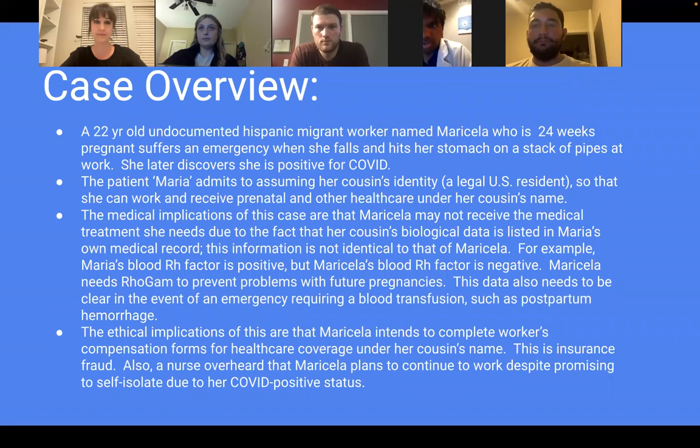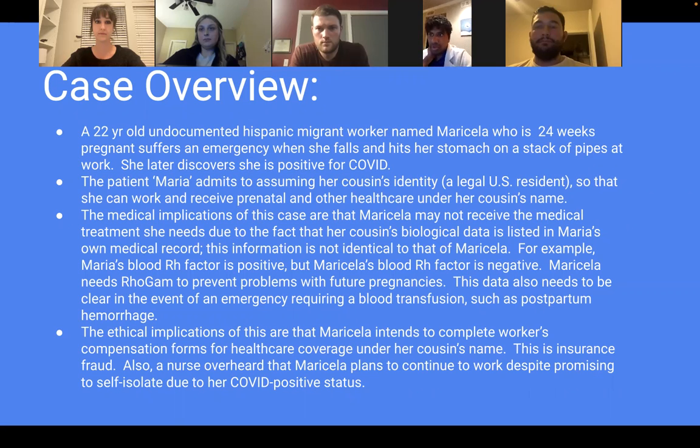So before we start, I wanted to bring a case overview of what this is about. We have a 22-year-old undocumented Hispanic migrant worker by the name of Marcella. She is 24 weeks pregnant and suffers an emergency where a stack of pipes fell on her at work at a factory. Because of this, she came into the emergency department with concern of complications with her pregnancy. Prenatal screening tests were done, and she was found to be positive for COVID.